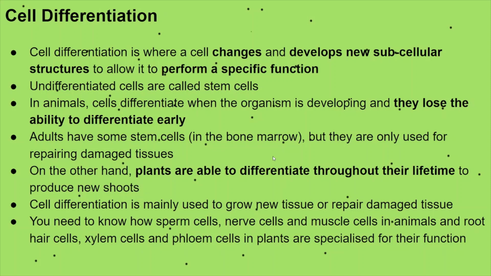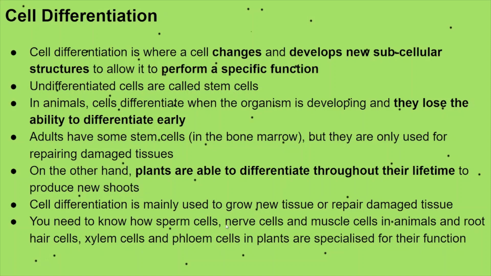Plants, however, can differentiate throughout their lifetime as they grow, and their stem cells are found in the tips of stems called the meristems. Again, we'll look at this later. And cell differentiation is used to grow new tissue or repair damaged tissue in us, in humans. And then we have a few case studies, if you like, of cells.